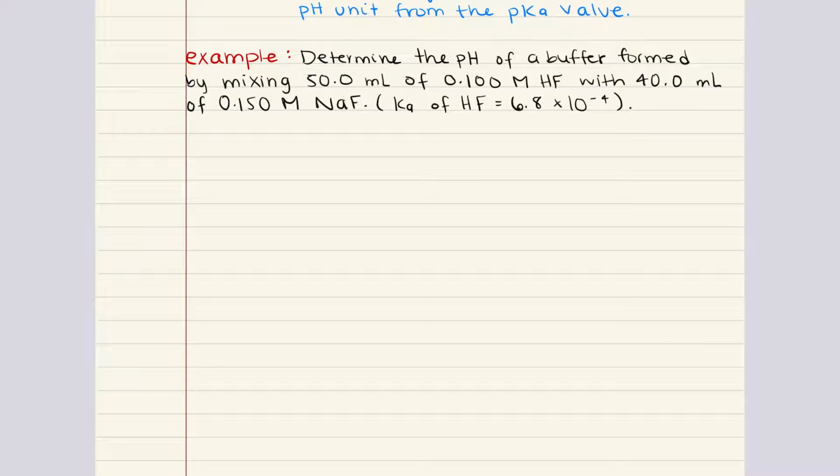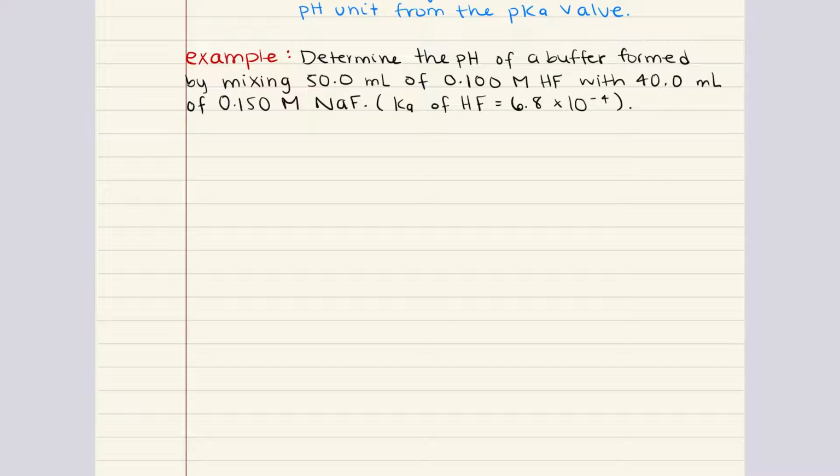This problem says, determine the pH of a buffer formed by mixing 50 milliliters of 0.1 molar hydrofluoric acid with 40 milliliters of 0.15 molar sodium fluoride. And here we're given the Ka value for hydrofluoric acid. It's equal to 6.8 times 10 to the negative 4.